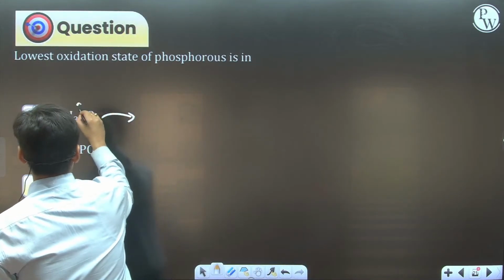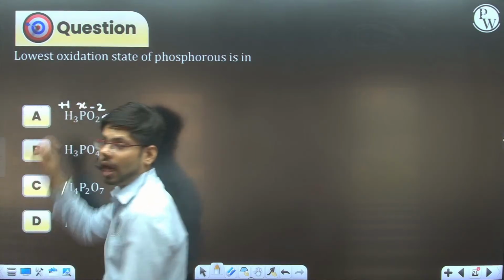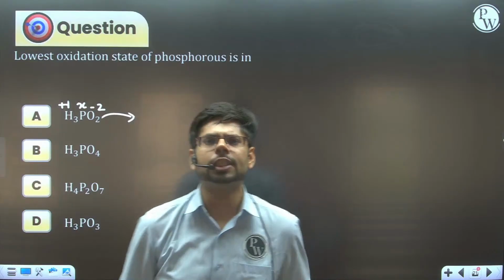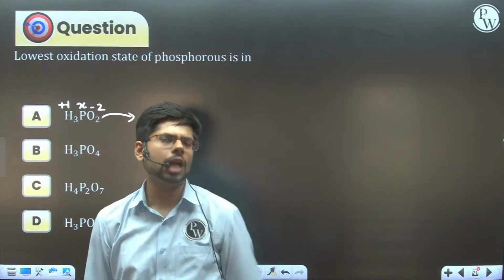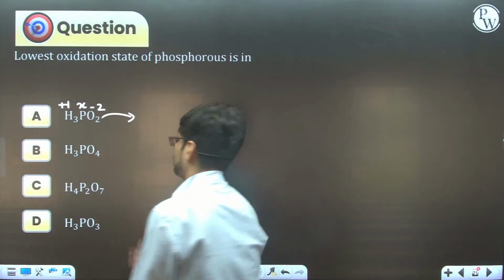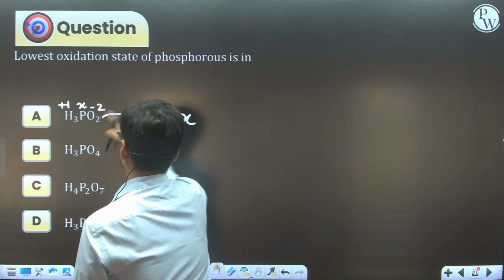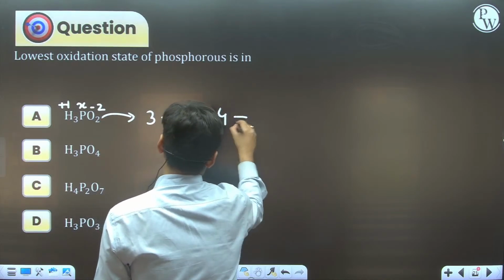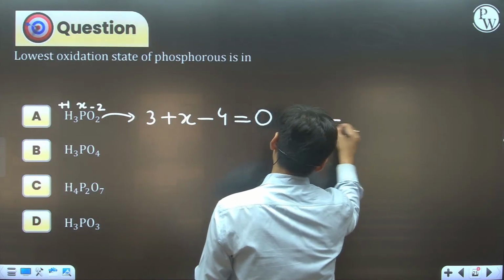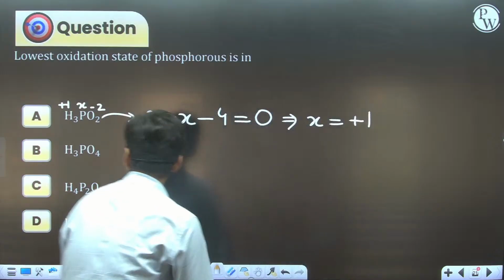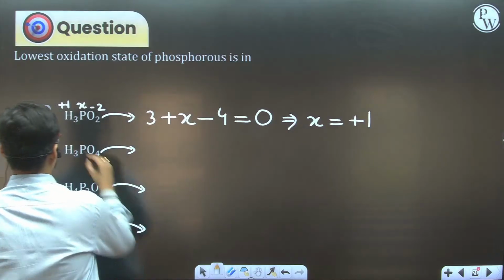For this, let it be X for phosphorus, oxygen minus 2, H plus 1. As I said, hydrogen shows oxidation state of plus 1 if H is bonded to a non-metal. All of these are non-metals in all the options. So safely we can say that hydrogen shows plus 1 as its oxidation state. So plus 1 into 3 will be plus 3. Then X minus 2 into 2 will be minus 4. Overall, it is neutral, so equal to 0. From here, X will be equal to plus 1. Likewise for the others.